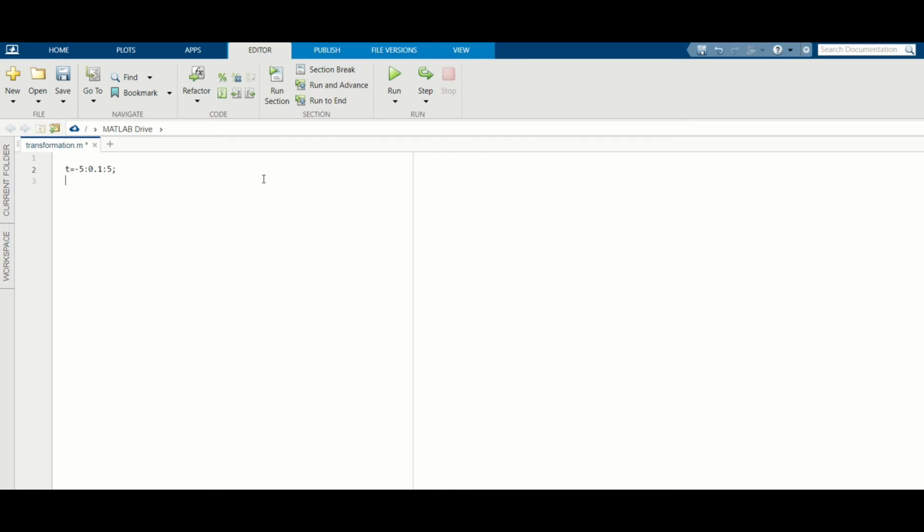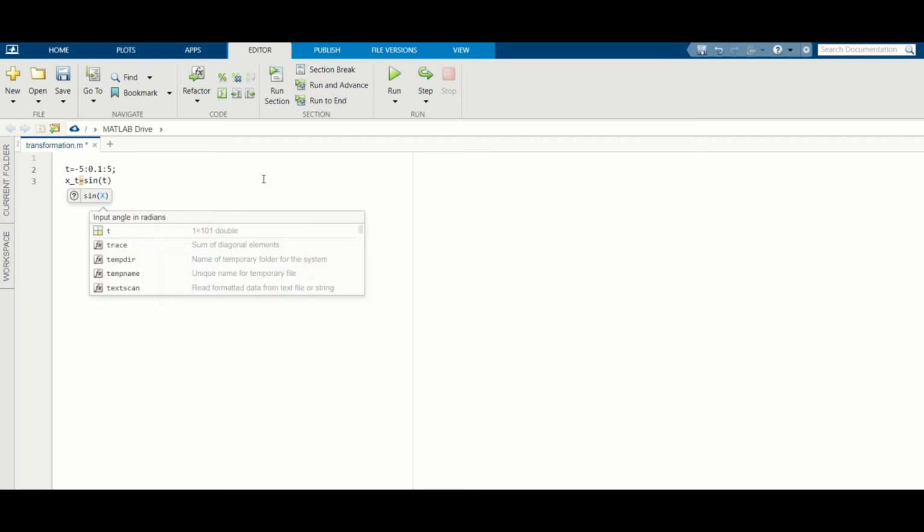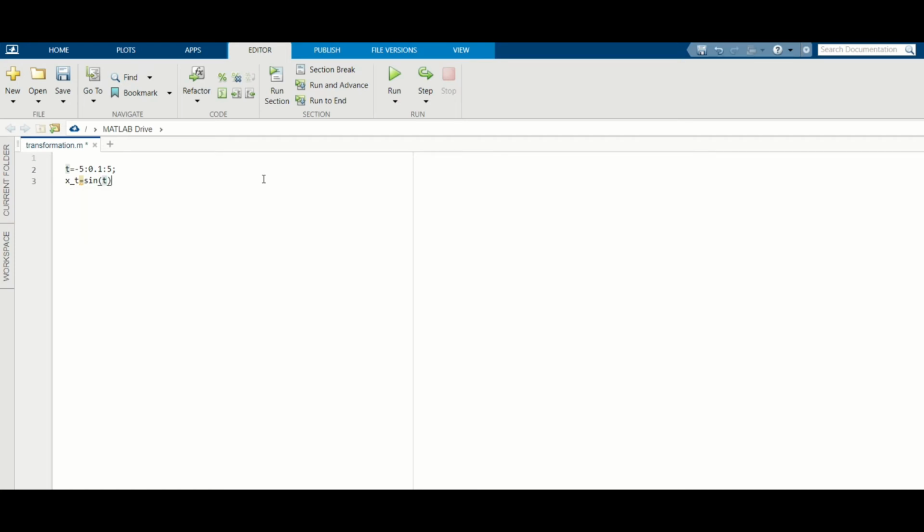Now our function x of t is basically sine of t. So we'll enter xt is equal to sine t. So now let's see how this plot looks like.